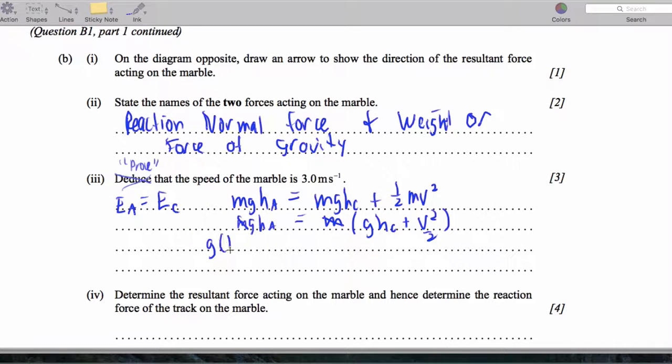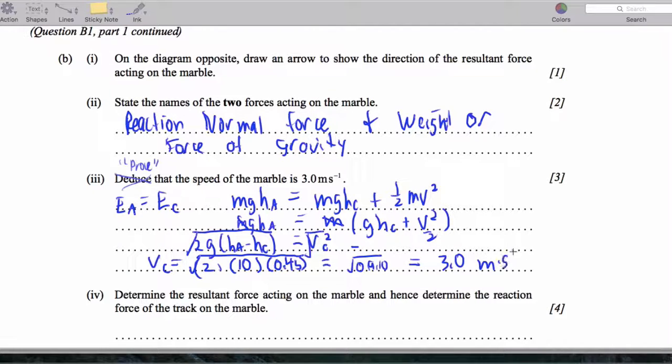Now, finally, I'm going to have g times h at A minus h at C, times 2, equals v at C squared. We'll take that under a square root, and we'll get v of c. V of c equals the square root of 2 times 10 times 0.8 minus 0.35, that's going to be 0.45. And when we actually work this out, that's going to be 0.9 times 10, which is the square root of 9, which is 3.0 meters per second.